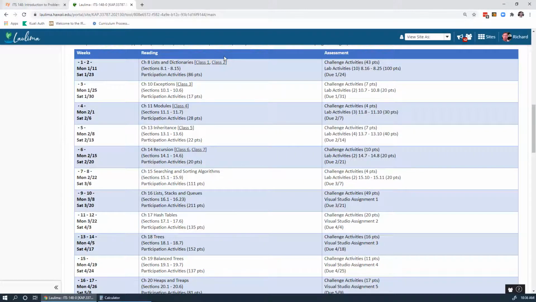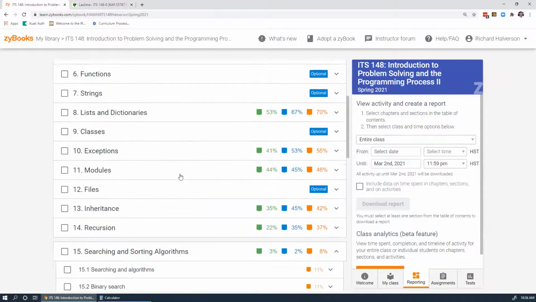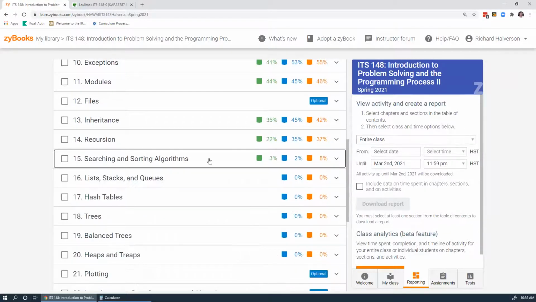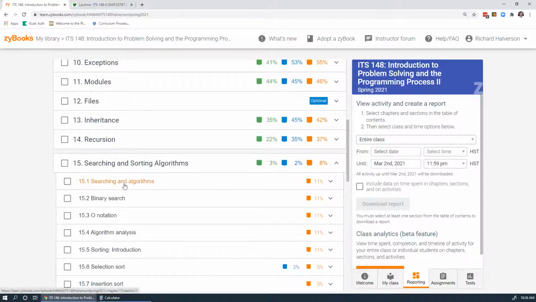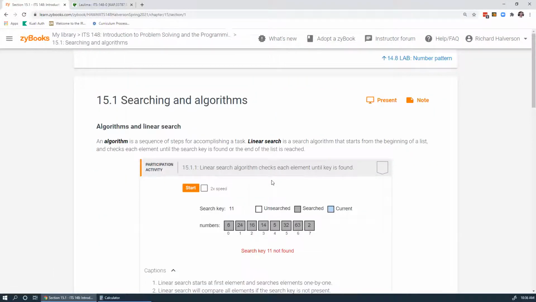So anyway, let's get started. We're in chapter 15. We just finished recursion, and now we're going to revisit search algorithms like linear search and binary search, and sorting algorithms. We've seen them before, but this time we're going to look at them from a little bit more analytical point of view. So let's start out with linear search.